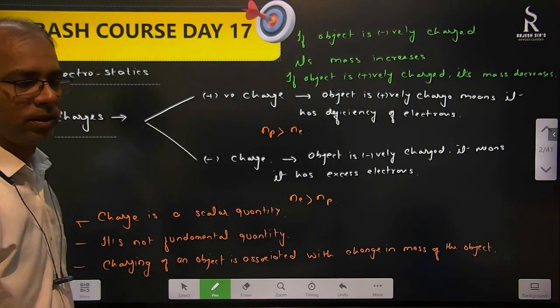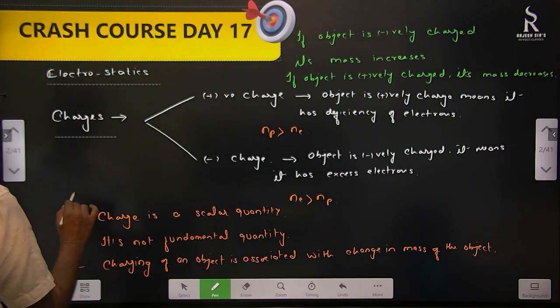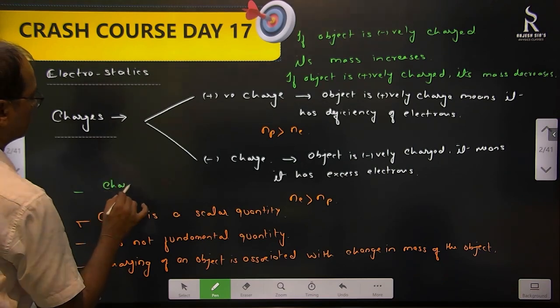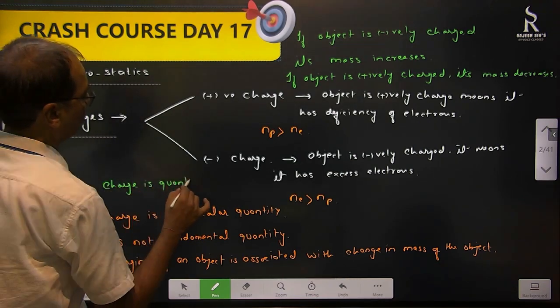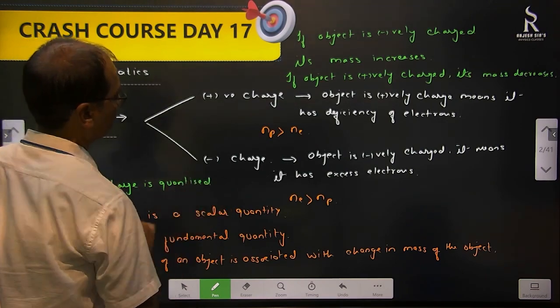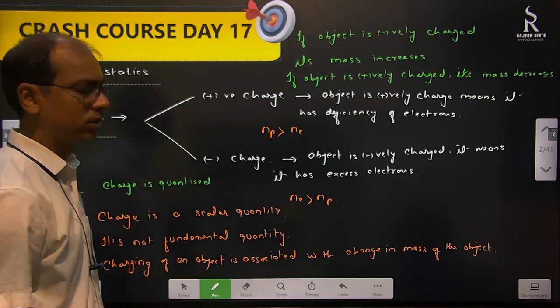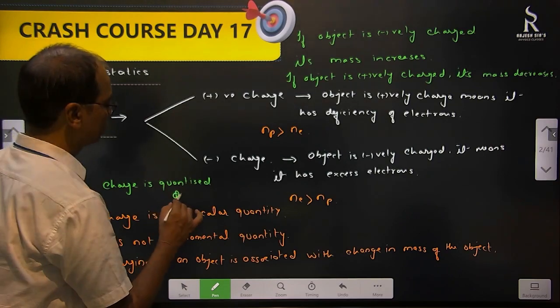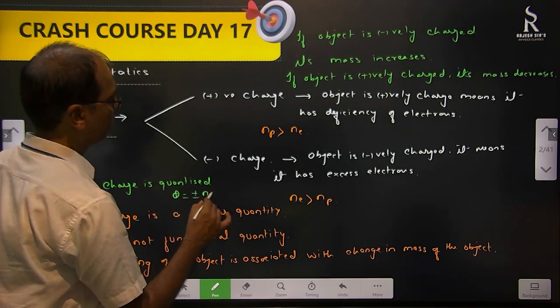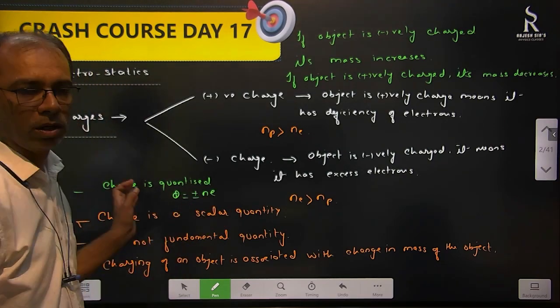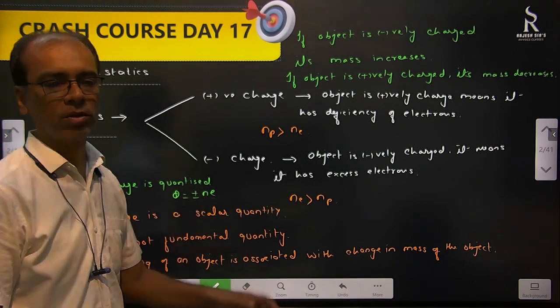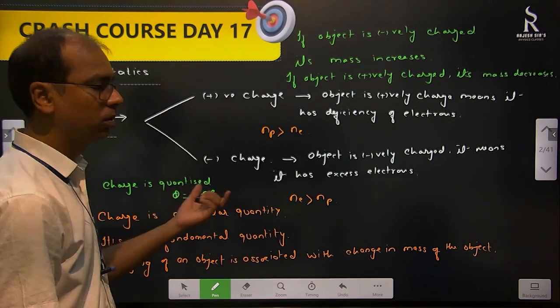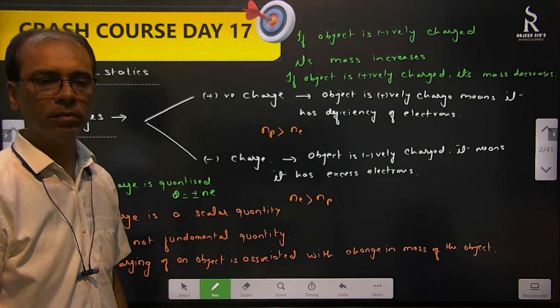Then what do we know? Charge is quantized. That means charge on any object will be a whole number multiple of charge on the electron. Q equals plus or minus Ne. Plus when you are removing electrons from the object, and negative when you are giving electrons to the object. So Q is equal to plus or minus Ne.